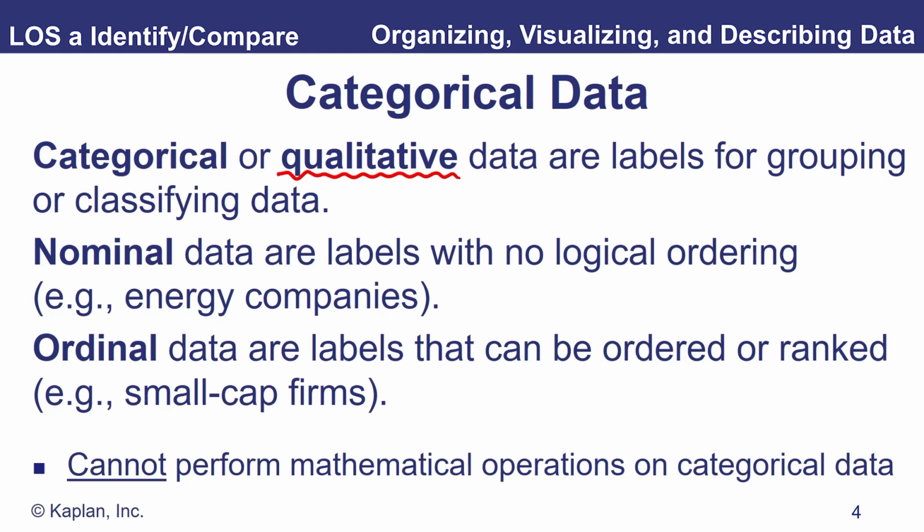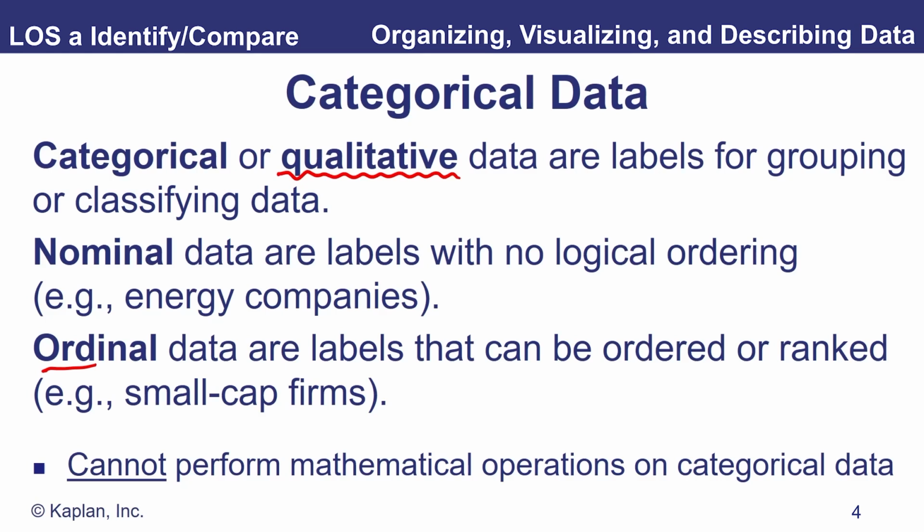Now let's contrast that with ordinal data, and I always remember this as ordinal starts with ORD and so does order. This time the labels are ordered. So for example, let's imagine we're looking at companies' market capitalizations and we're ranking them as small cap firms, mid cap firms or large cap firms.